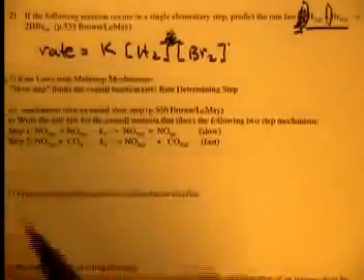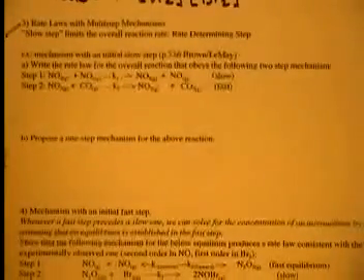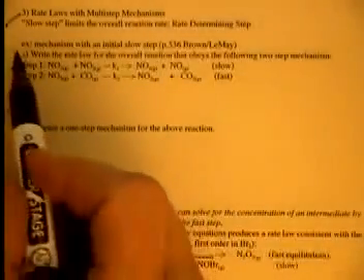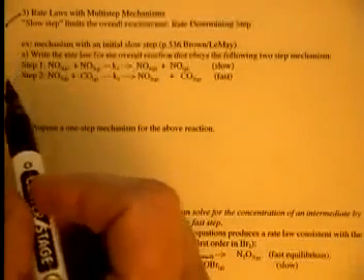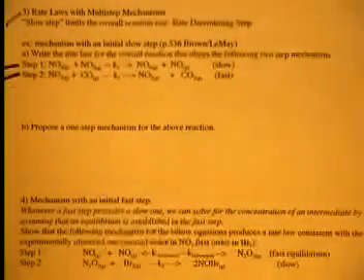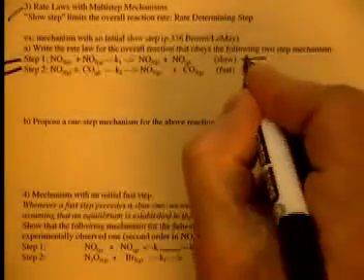Next question. Rate laws with multi-step mechanisms. Slow steps limit the overall reaction and are called the rate-determining step. Example, a mechanism with an initial slow step. Write the rate law for the overall reaction that obeys the following 2-step mechanism. Here's step 1 and here's step 2. Now, if I'm told to write the rate law for it, I have to look at the slow step.